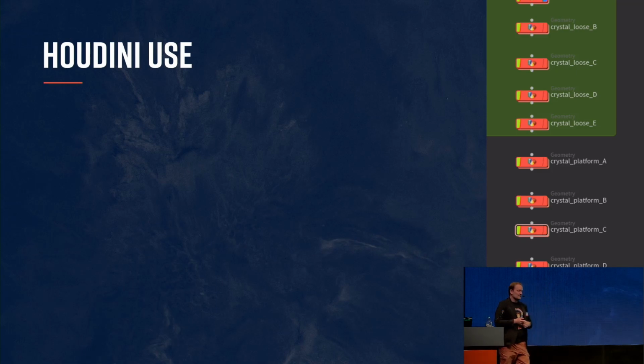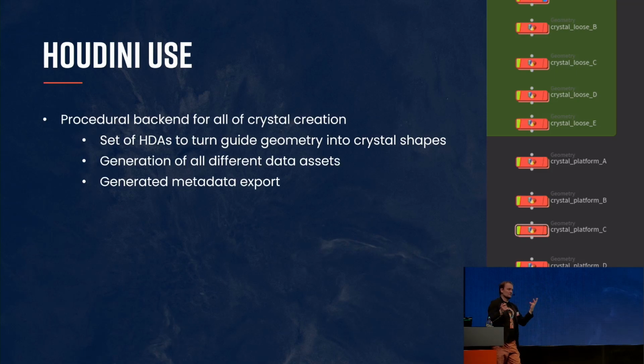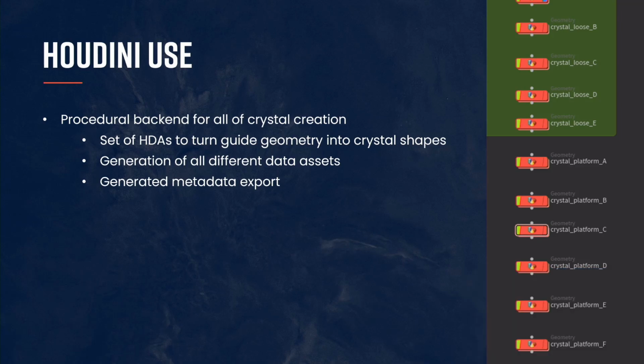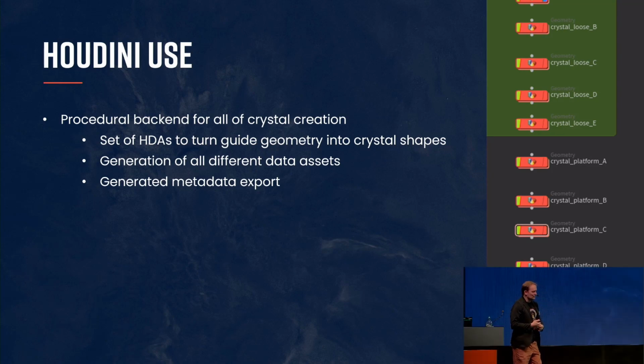So how did we use Houdini in this? Well, Houdini was the procedural backend for all the crystal creation, and it was a bunch of HDAs that I made to turn the guide geometry initial setup into the actual crystal shapes. That was used for generating all of the things that were needed. I think it was 7 or 8 different assets per crystal. For the rituals, each ritual had like 10 different crystal things, so you ended up having like 70 files or 70 things to handle per ritual, and stuff can go wrong.